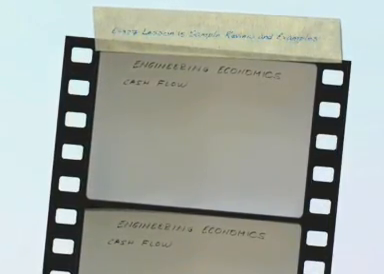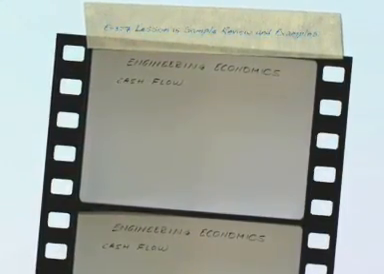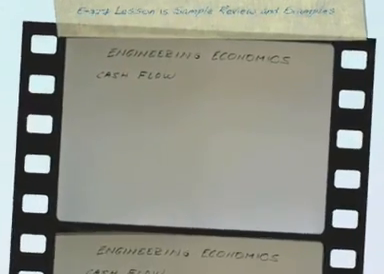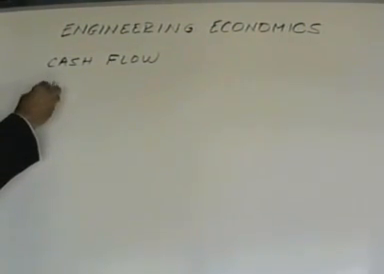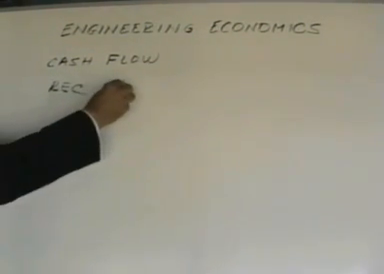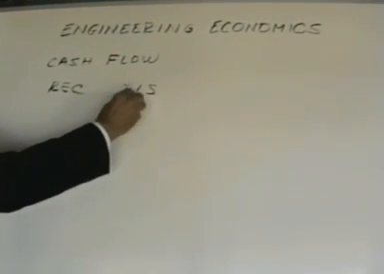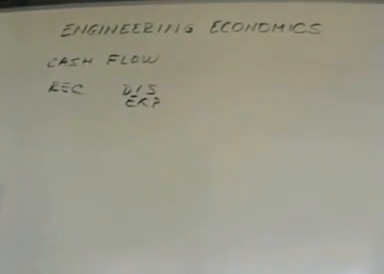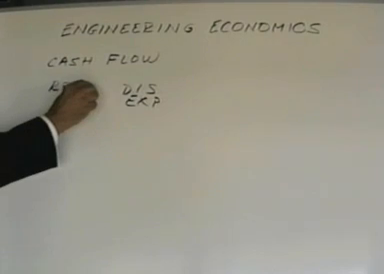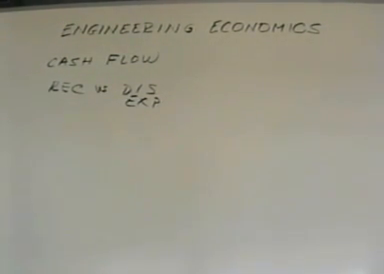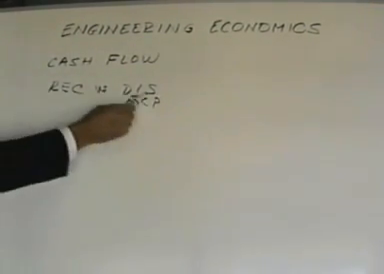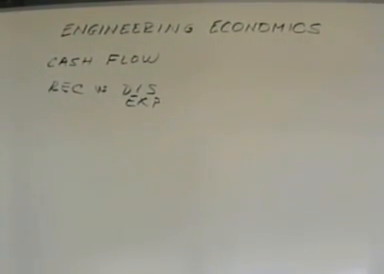The first topic under engineering economics would be cash flow. And cash flow is dictated by two different words. We speak of receipts and we speak of disbursements or expenditures. When we use these words, it all depends on your point of view. For instance, if I'm receiving money from someone, that's a receipt to me. It's a disbursement from their point of view.